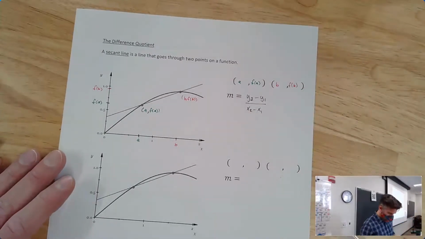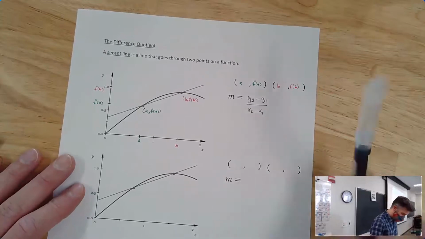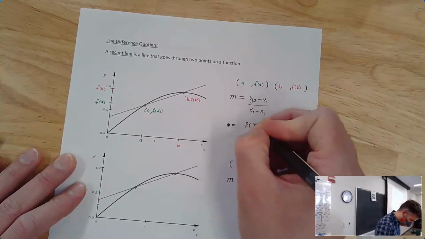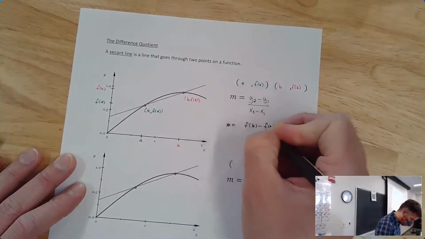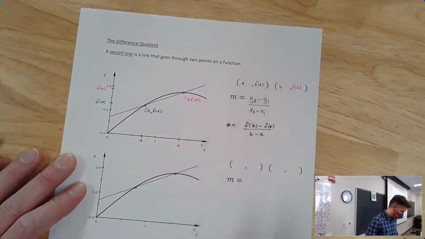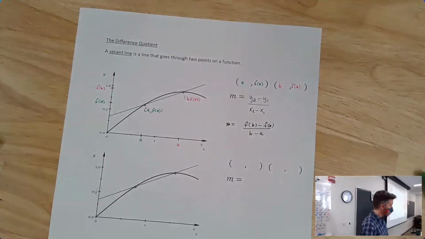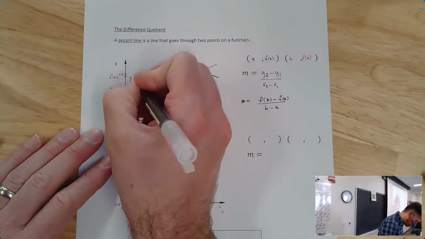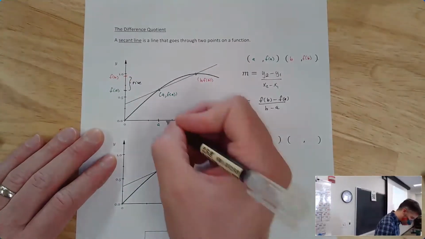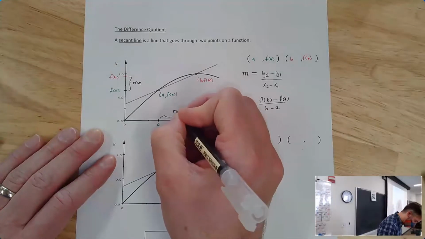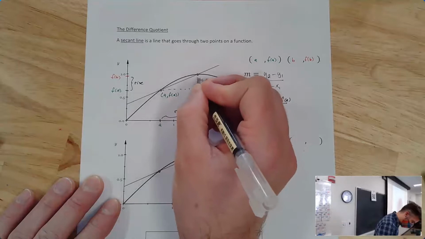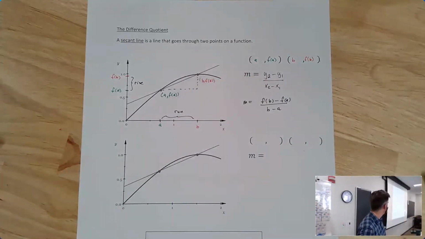And the slope between them is, well, it's the difference in the y's divided by the difference in the x's. So it's going to be f of B minus f of A all over B minus A. The rise over the run. f of B minus f of A over B minus A. So that's how we're finding the slope of this line.